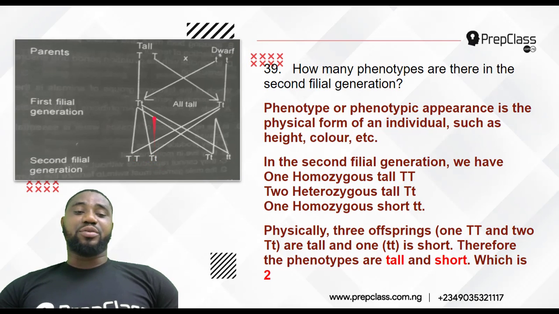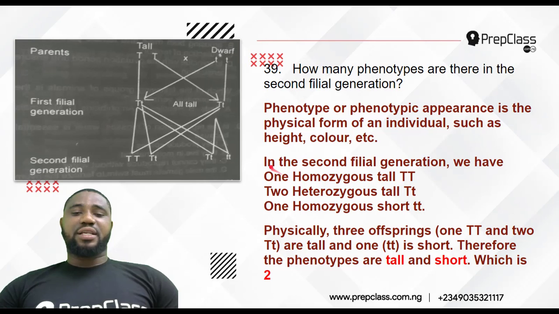It's not about business. Our business is physically, how do you look like? So a man may be very tall but have a gene for shortness in him. A man may be very tall but will not have a gene for shortness in him. So they're asking us how many phenotypes, that's physically looking at them, how many is there?